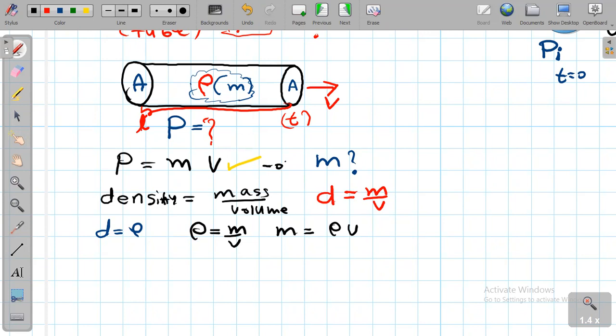Right, this is my equation number one. This is my equation number two. But this V is a capital V, this V is a simple v. Don't mix up these two. This is capital, this is simple. Because this is about volume, and this is velocity. Don't mix up.